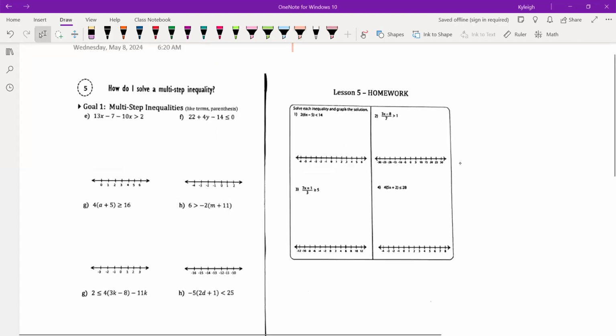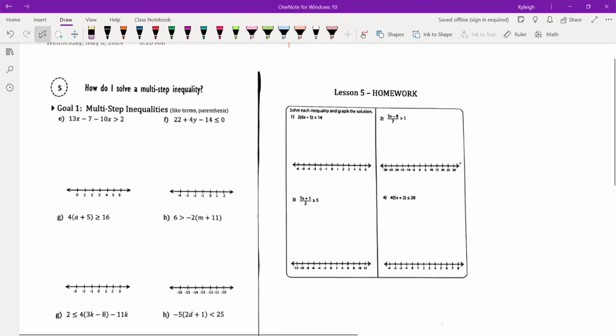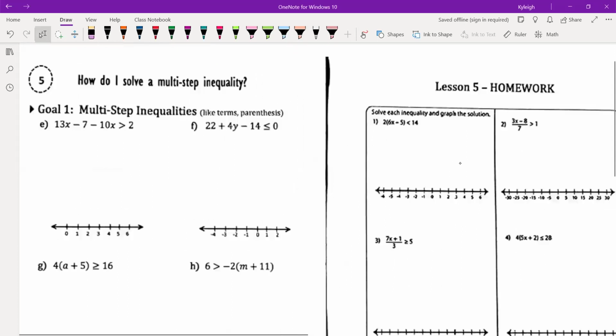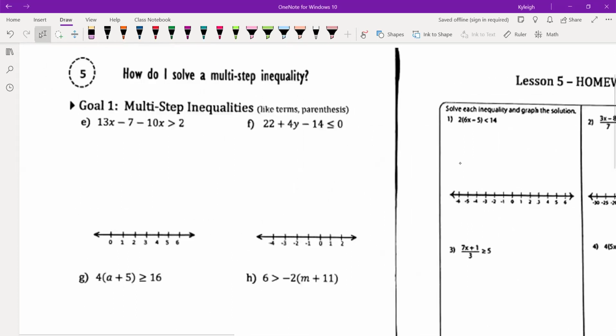All right, so we are moving on to multi-step inequalities, which, if you remember, just means that it's lots of things happening and you have to kind of remember which order it goes in first. So we either distribute or combine like terms first if we can do either.